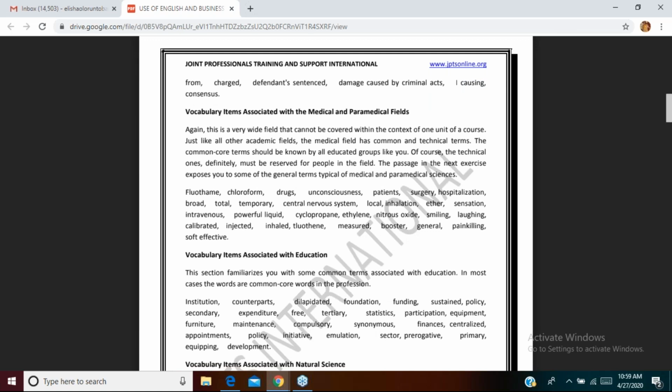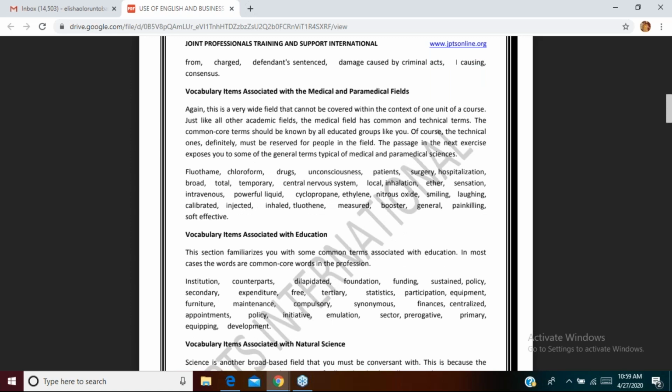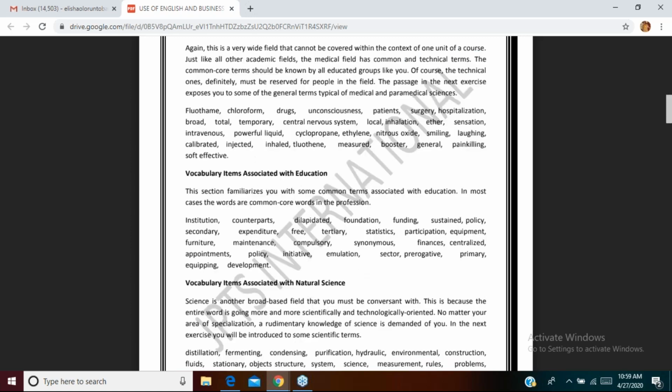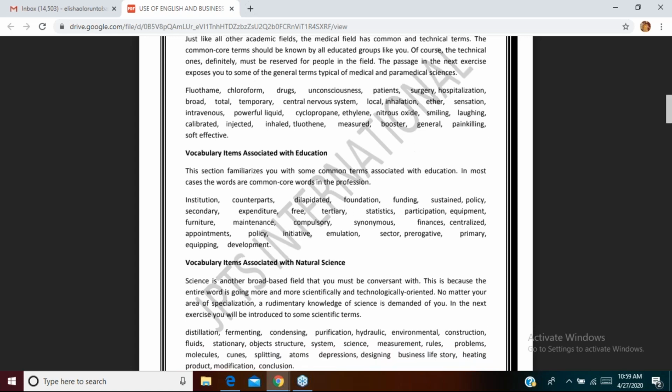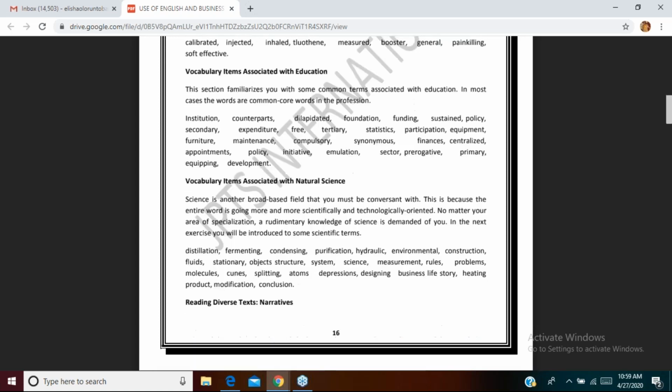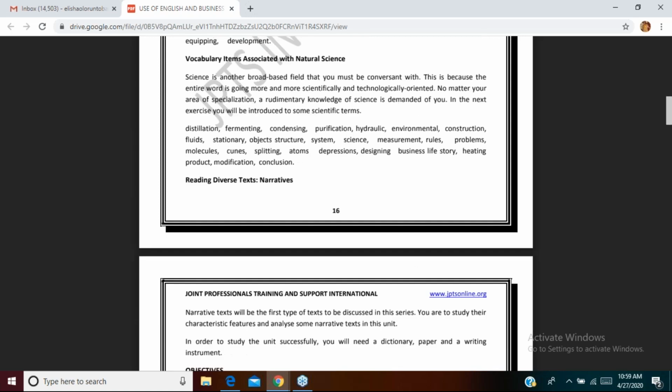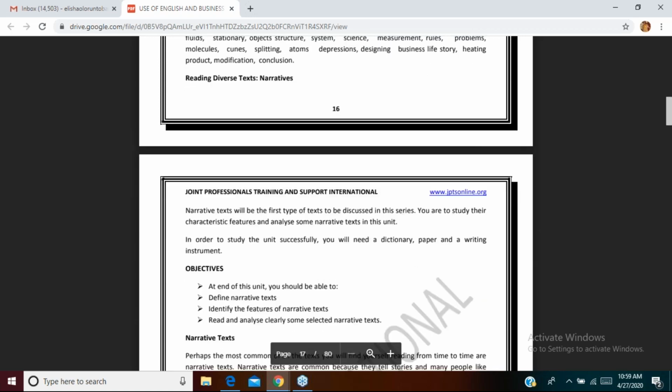We have vocabulary items related to education. We have what is called secondary, we have primary, we have policy, we have equipment, we have centralized, we have sector, and prerogative. We use all these words in the educational sector.